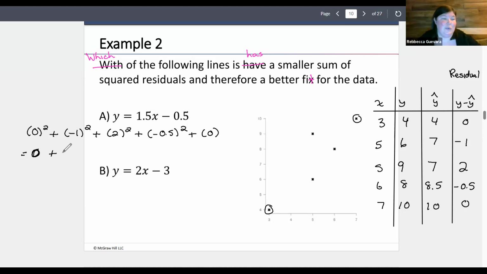0 squared is 0, -1 squared is 1, 2 squared is 4, 0.5 squared is going to be positive 0.25, and 0 squared is 0. So we are going to get 5.25 as the sum of my squared errors.